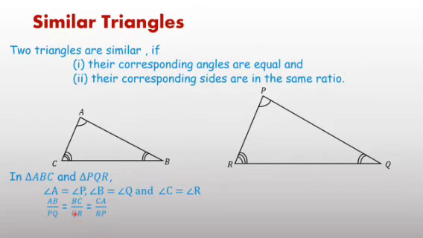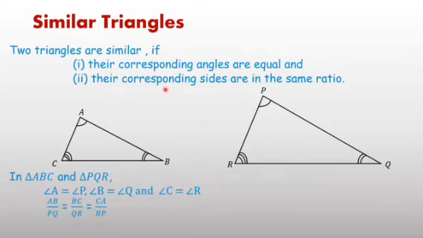The ratios of corresponding sides are equal or the same. That is written here. If two triangles are similar, their corresponding angles are equal and their corresponding sides are in the same ratio. In this pattern, you can say two triangles are similar. Remember the definition.